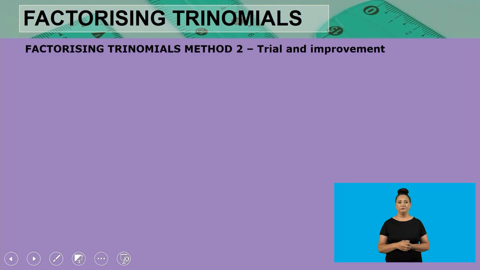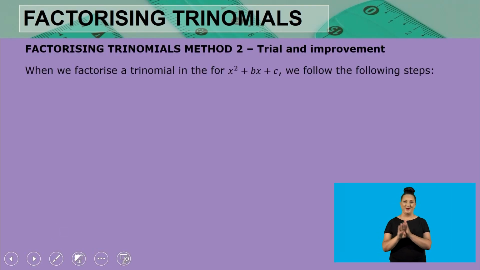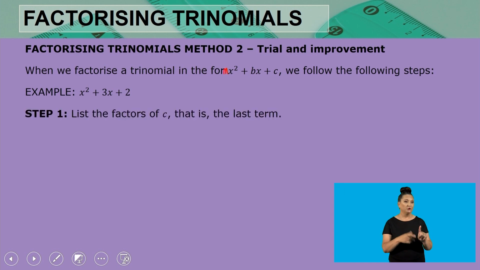That is the first method. If we look at the second method there, that is the trial and improvement method. So how are we going to use this method to factorize in the same format, x squared plus bx plus c? So that is going to be the following steps. Step 1, we have there our trinomial. So we are going to list the factors of c.